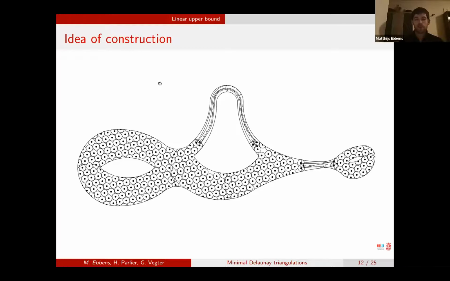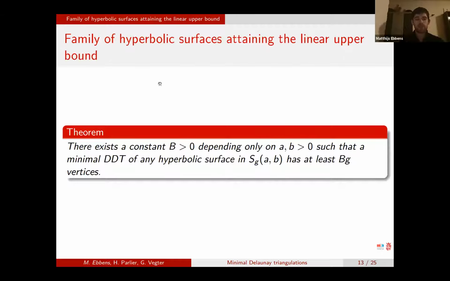So now you can ask how good is this linear bound? Is it close to optimal or not? The next result says that there exists some constant b, maybe small, or probably small, that depends on some parameters a and b that I'm going to define in a minute, such that any minimal distance Delaunay triangulation of a hyperbolic surface in some set of surfaces S_{g,a,b} that I'm also going to define has at least b times g vertices.